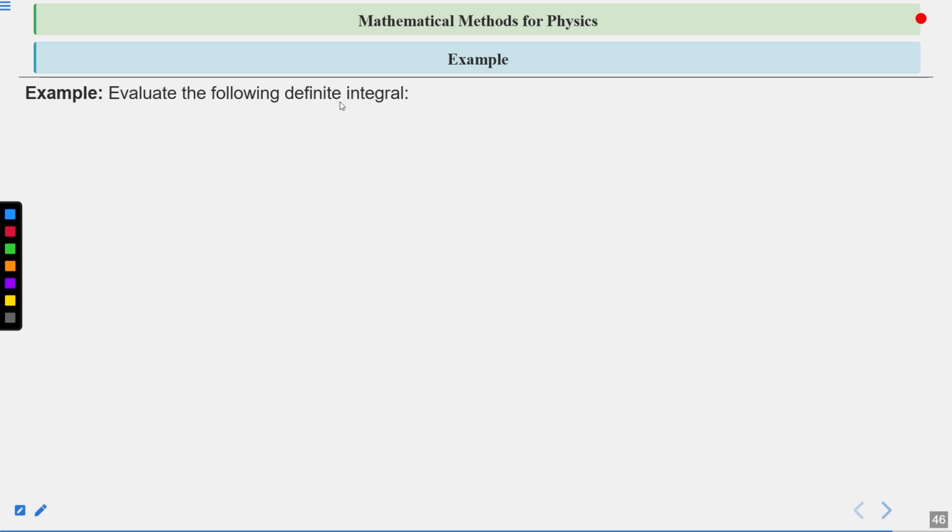Evaluate the following definite integral. The integral is this one: integration 0 to 1 of 3x square minus 2x plus 1 dx. So first calculate the integral of each term from 0 to 1 and then add. Then we will get the final answer.